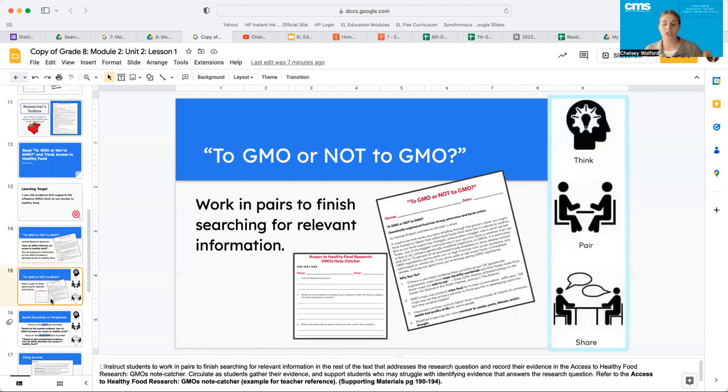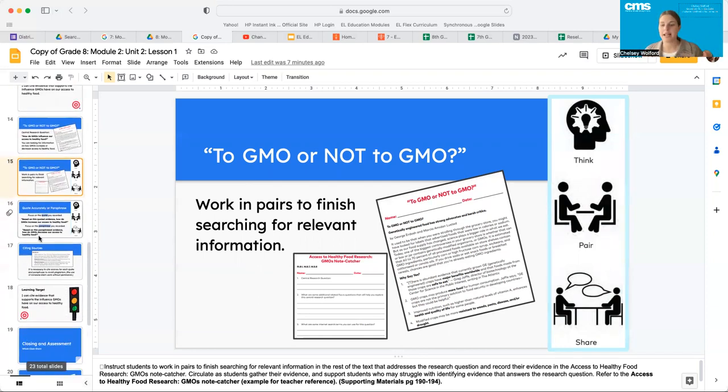You're going to work in pairs to finish this last section here, okay? And you're looking for relevant information to help you answer that question, okay? So go ahead and pause the video, finish searching for relevant information in the rest of the text that addresses the research question, and then I want you to be talking about this with your partner. Your teacher should be circulating the room and can help you get some discussion going. So go ahead and pause the video and begin working.